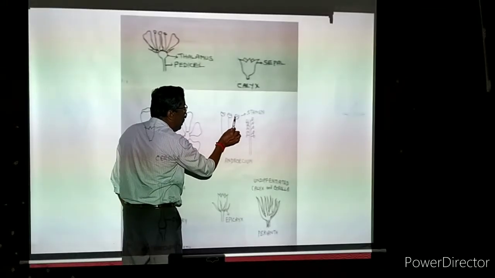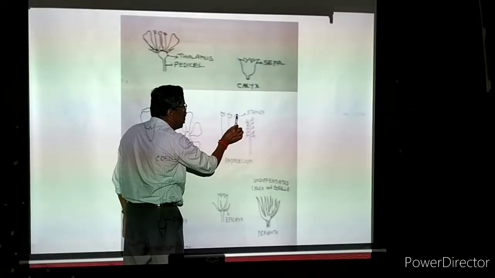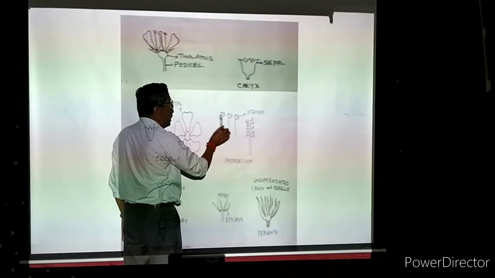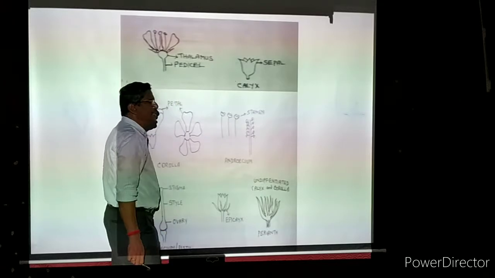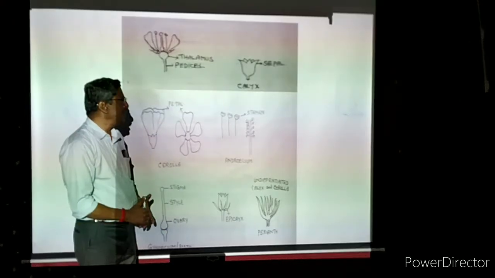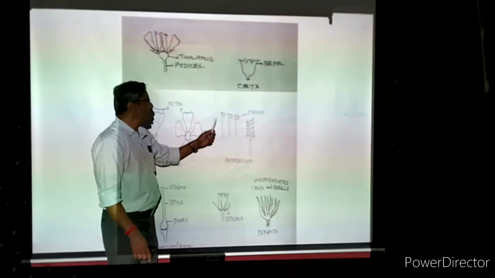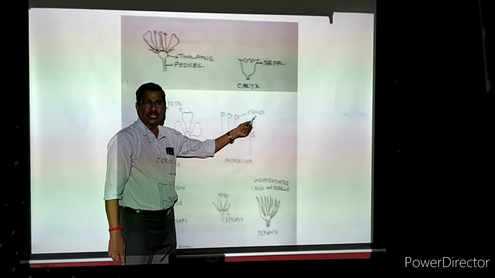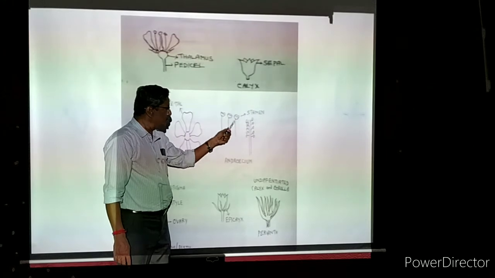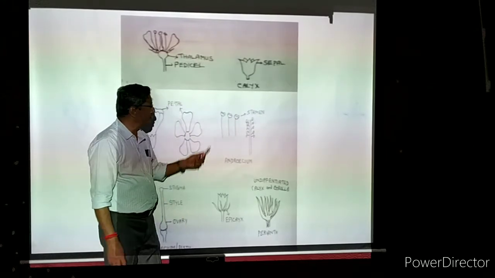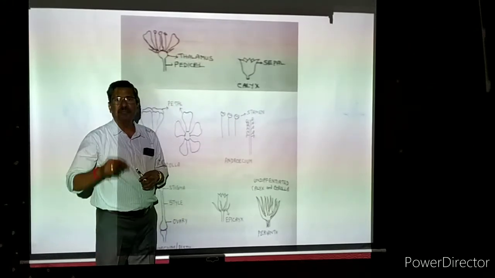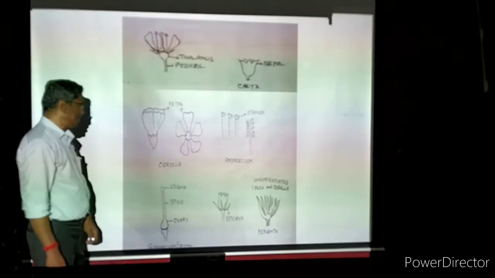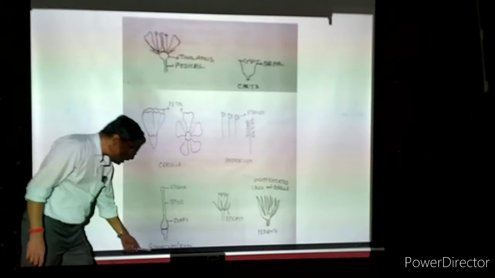At the tip of the filament, a bag-like structure is situated. One filament, one bag-like structure. The bag-like structure is called the anther, A-N-T-H-E-R. So, one filament and one anther together form one stamen. Many stamens together form the androecium. In the anther only, the pollen grains are produced. So, that is the male reproductive structure. Then we come to the gynoecium.